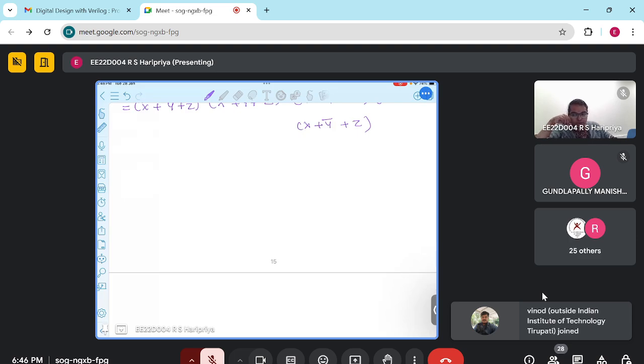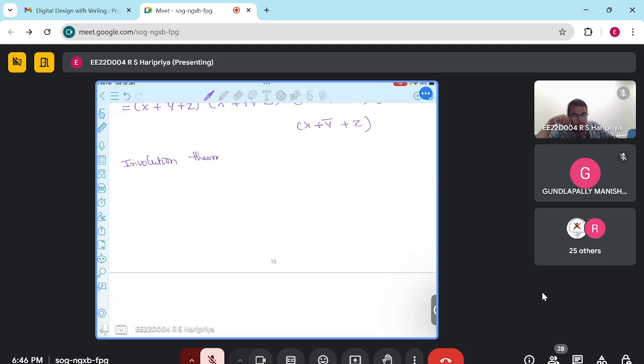Okay, so we have already seen this theorem in evolution, the theorem which states that x complement's complement. If you complement the same variable twice, it gives x.